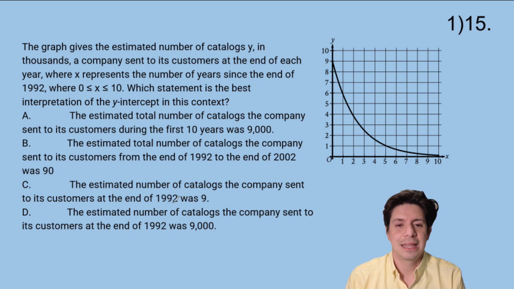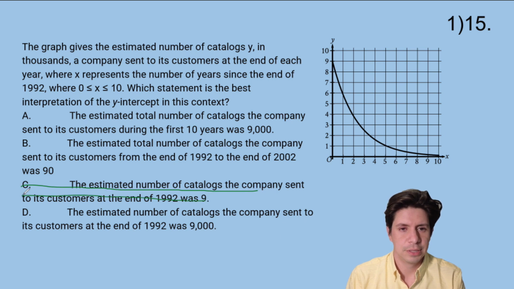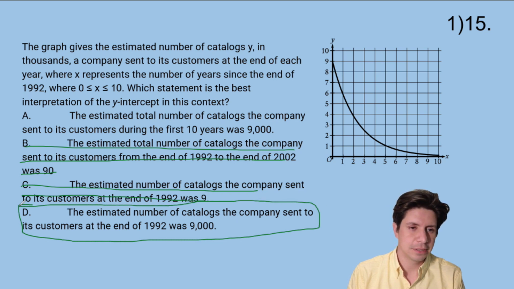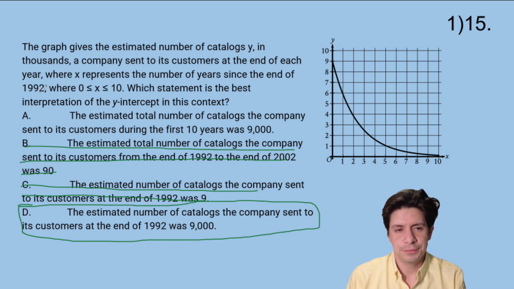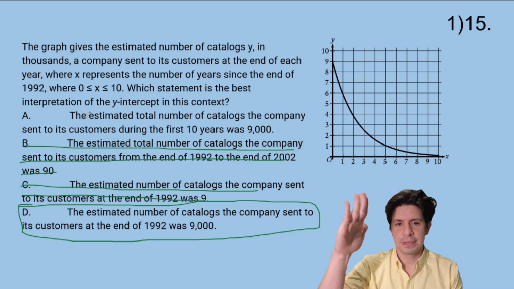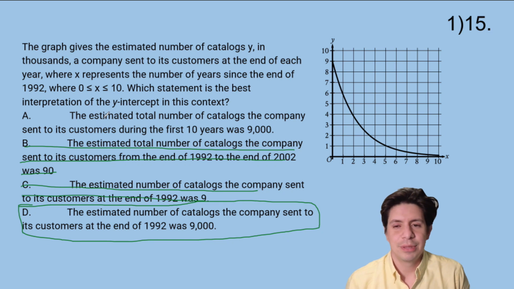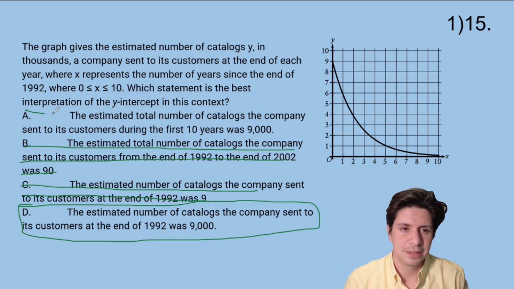Okay, so they tell us that x represents the number of years and y is the number of catalogs in thousands. So it's not going to be C because that's not thousands. It should be 9,000, and it's not going to be B because that's not thousands. So then we're between A and D. And only D makes sense because we're talking about the y-intercept, so that's when x equals 0. And what is the year when x equals 0? 1992. So that's like the beginning of this trend, when they had 9,000. So A doesn't make sense. That'd be like the total. If you know about integrals, it might have something to do with that, but it's not that one here.